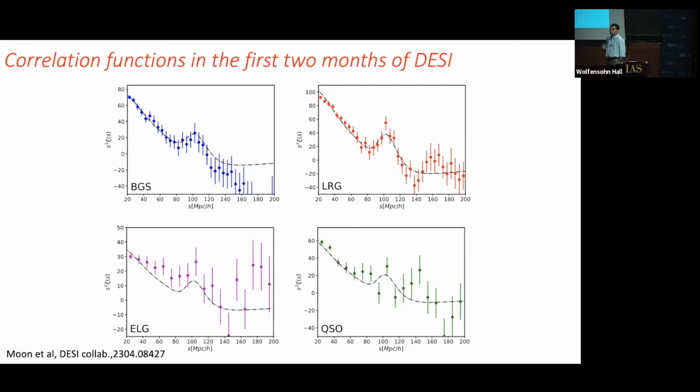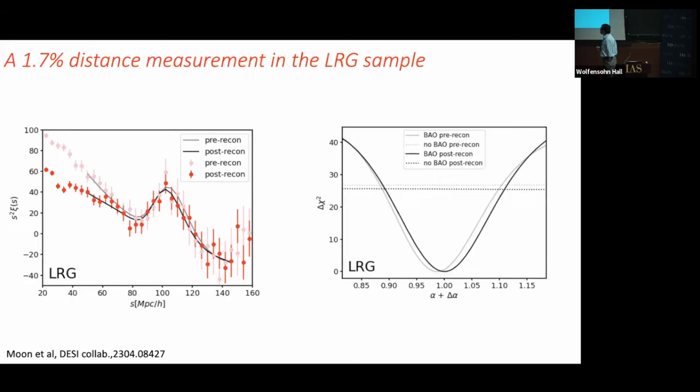But when we said we would convert this to an actual distance measurement, management worried a little bit about the fact that we would unfortunately start unblinding ourselves a little early. So for the year one data, I'm not going to show you an absolute distance scale. I'm going to show you a number which is centered around 1, but I'll tell you what the error bars are. And so here is the luminous red galaxy sample.